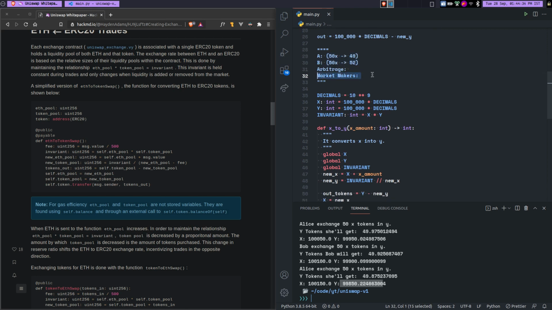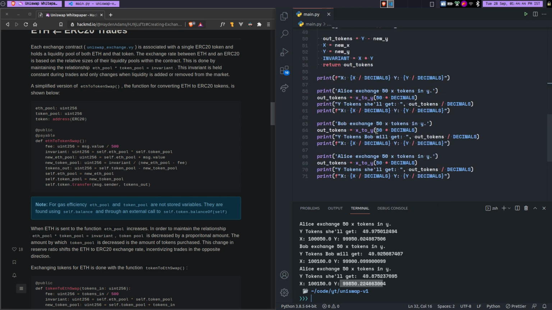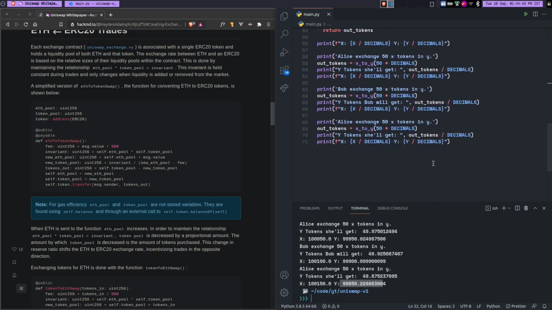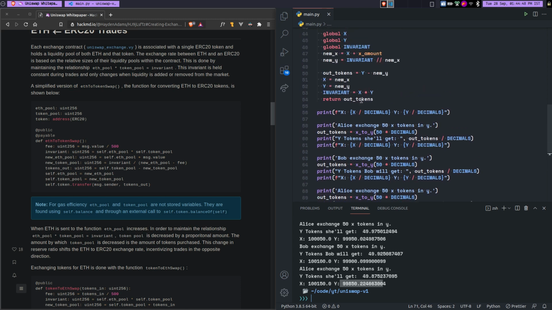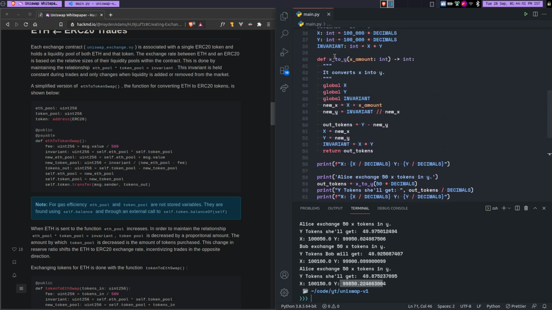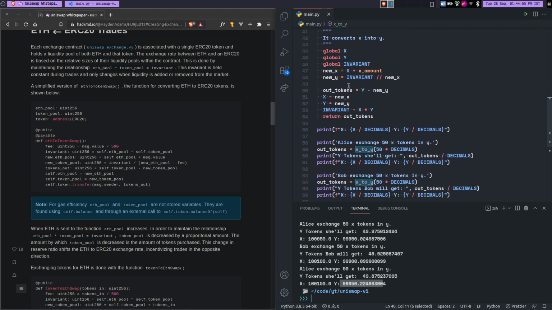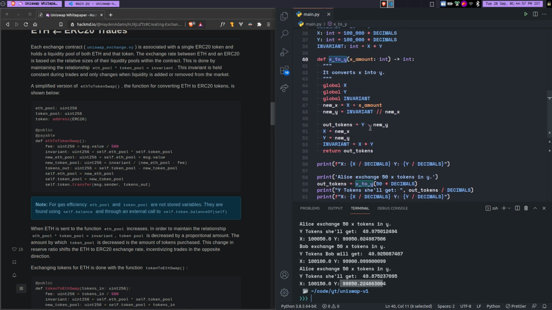So this is one way of fixing this scenario, and the other way is the market makers, who govern the price by providing the liquidity, or divesting the liquidity. So yeah, this is how the basic DEX works. In the same sense, you can exchange your Y tokens into X tokens, and you would get the same result.